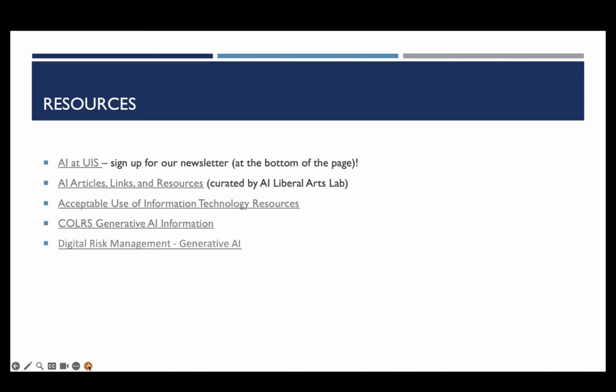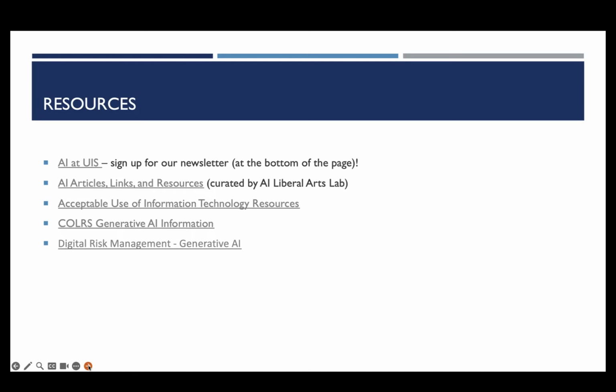And so some other resources, the AI UIS website, it's a great website to see all things that are happening with AI on campus and just to stay up to date with new things as they come out. It's changing rapidly fast. And so this is the best way to keep up with all things AI at UIS. So please go to the webpage, sign up for the newsletter. It's at the bottom of the site. And we're going to be sending out newsletters of all the great things that our faculty and staff are doing related to AI on campus.